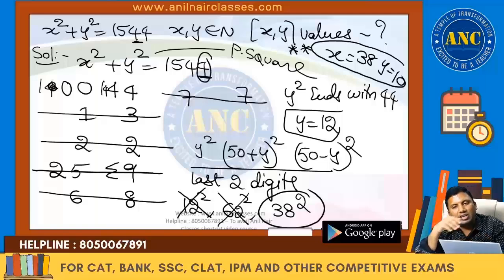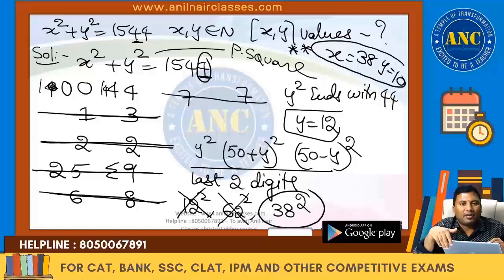The root cause is that the right hand side unit digit is 4. 0 plus 4, 1 plus 3, 2 plus 2, 3 plus 1, 4 plus 0, 5 plus 9, 6 plus 8, 7 plus 7. A perfect square can never end with 7, can never end with 2, can never end with 8, can never end with 3. All these cases are eliminated. The only cases possible are 0, 4 and 5, 9.